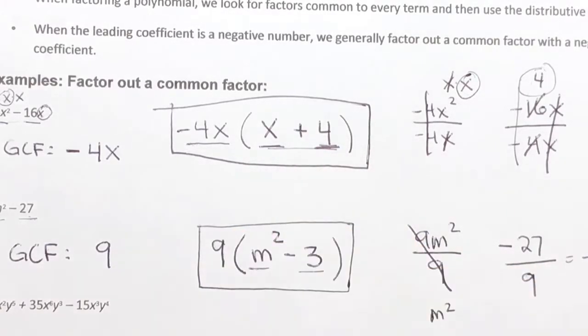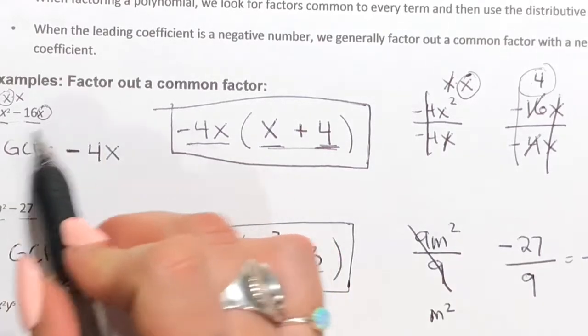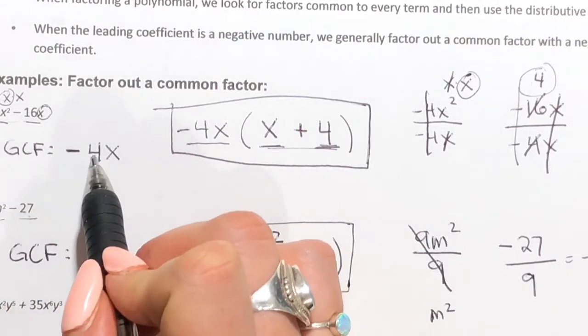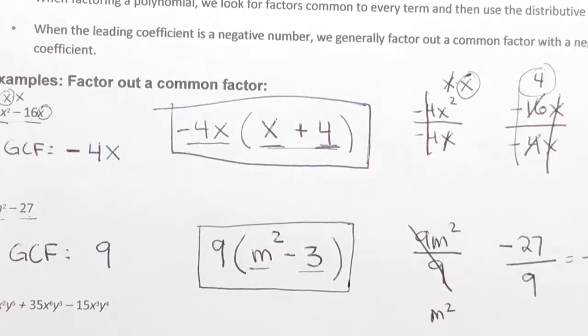So again, just look for the wording. They might say, what is the greatest common factor? And you would just put this part. If they say to factor out the common factor, they want the entire answer.